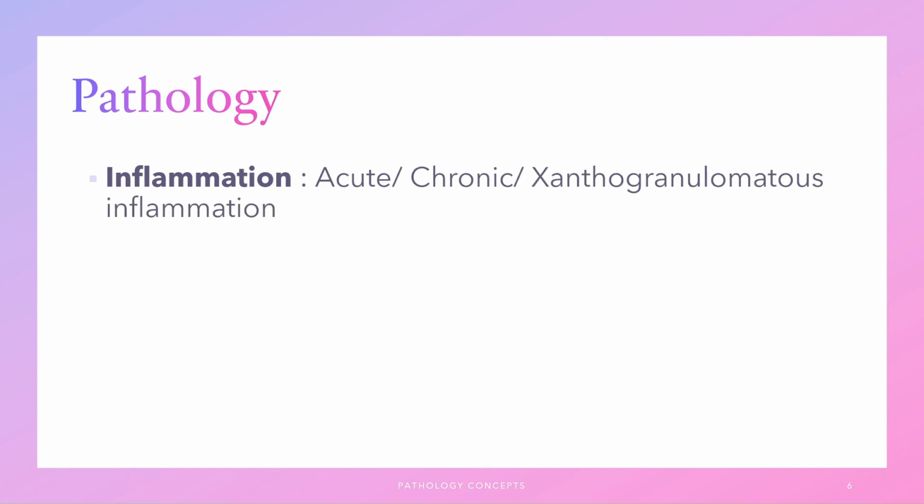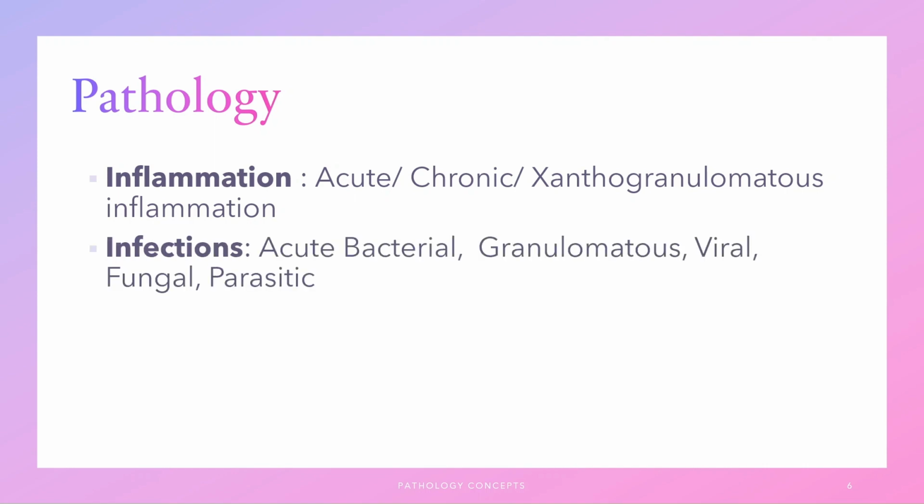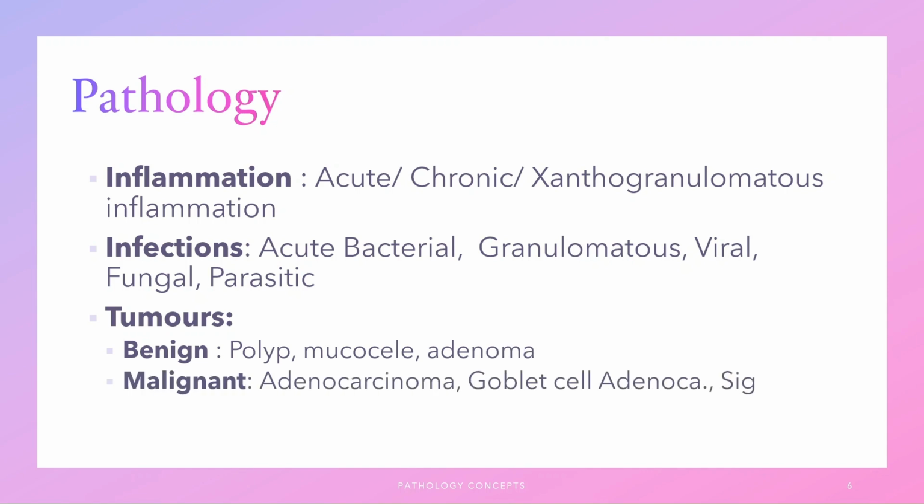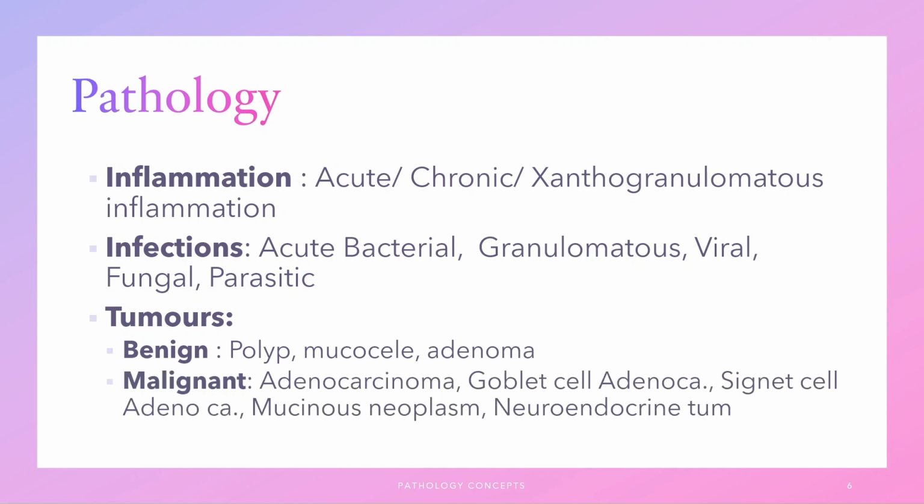The pathologies affecting appendix are inflammation, infections and tumors. In inflammation, acute, chronic and xanthogranulomatous inflammations are seen. In infections, acute bacterial, granulomatous, viral, fungal and parasitic infections are observed. Among tumors, the benign tumors observed in the appendix are polyp, mucocele and adenoma. And malignant tumors observed are adenocarcinoma, goblet cell adenocarcinoma, signet cell adenocarcinoma, mucinous neoplasm and neuroendocrine tumor or carcinoma.